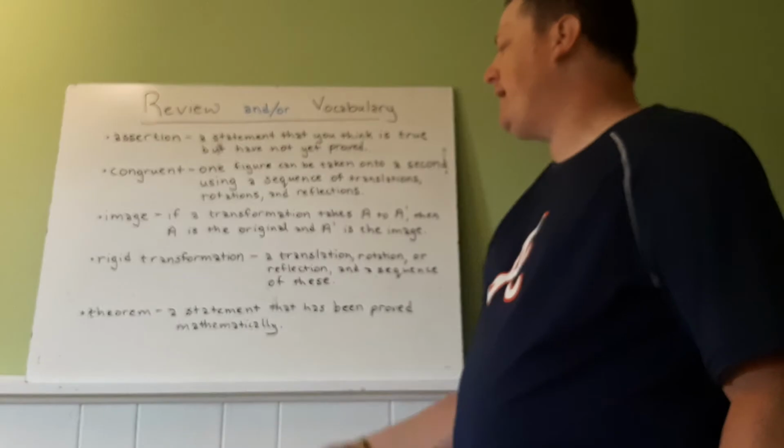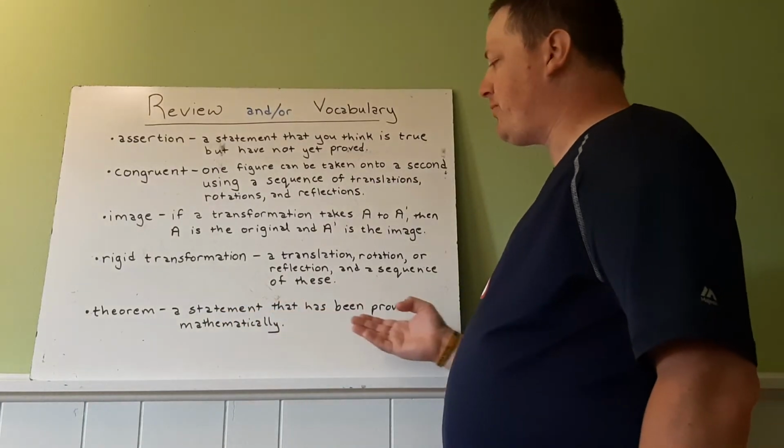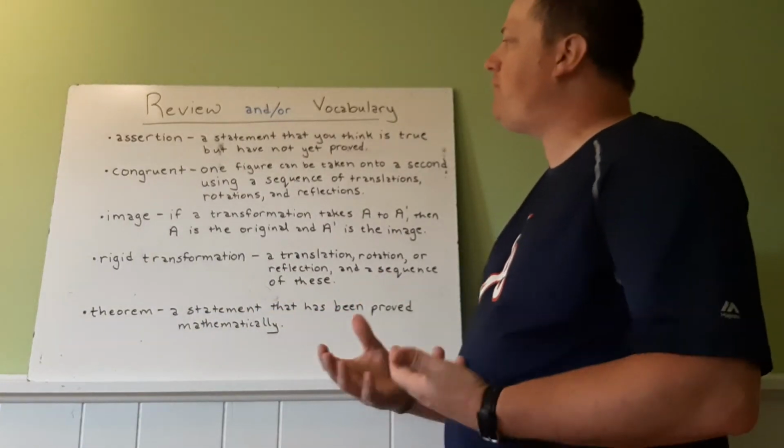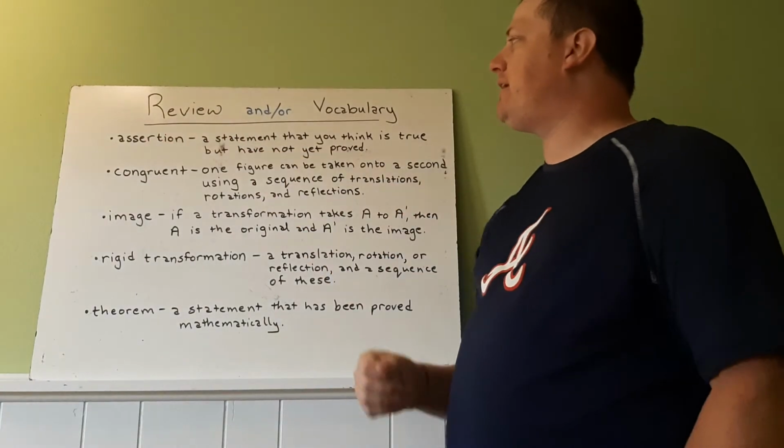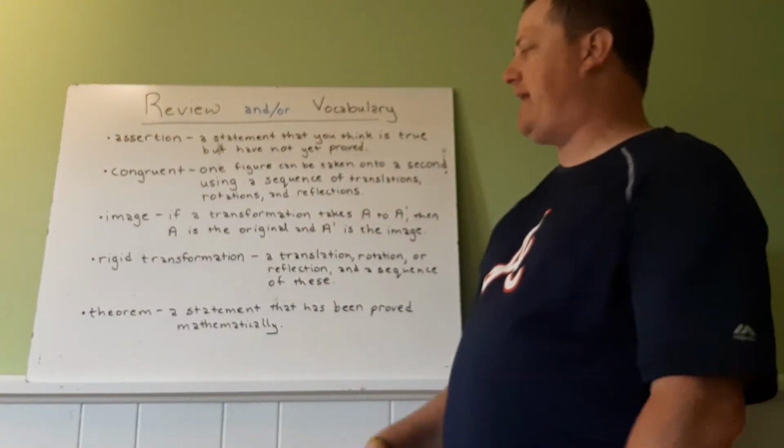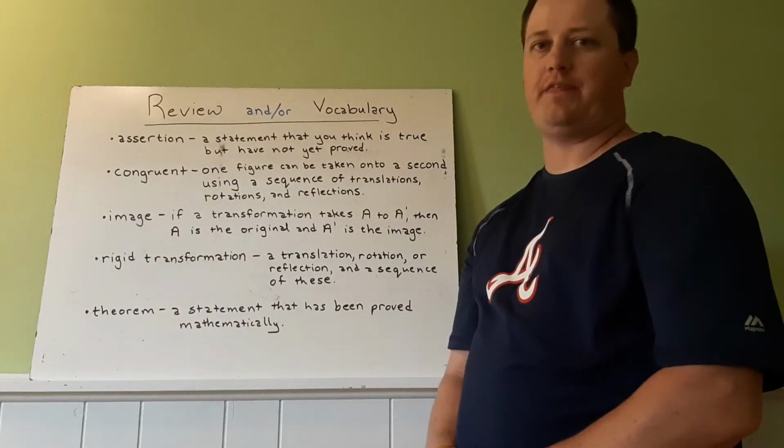A theorem is a statement that has been proved mathematically. So one way to think about this is we make an assertion, then we mathematically prove it to turn it into a theorem.